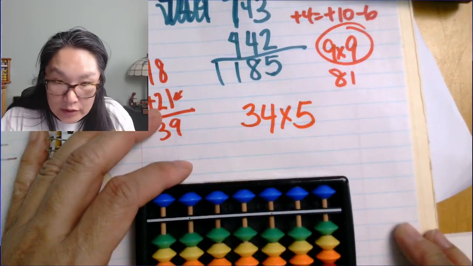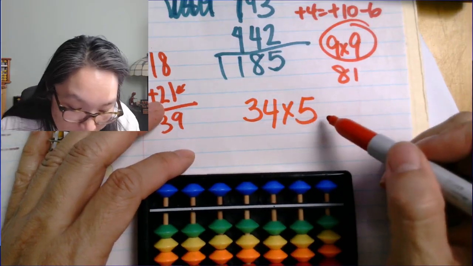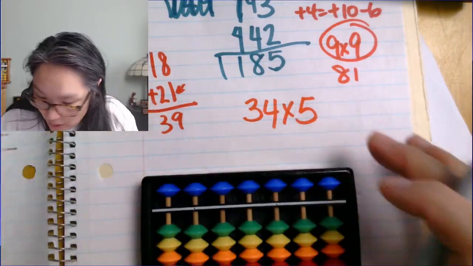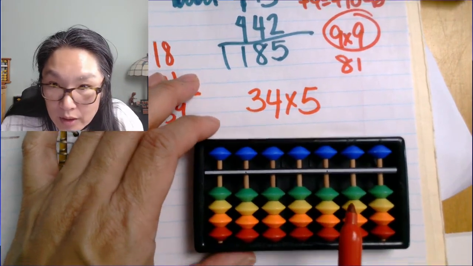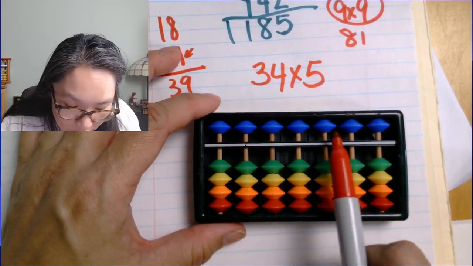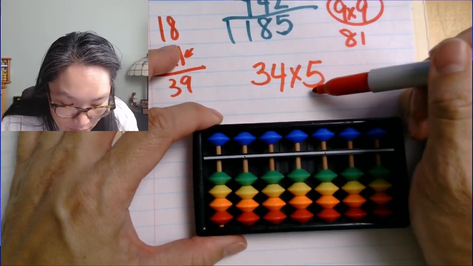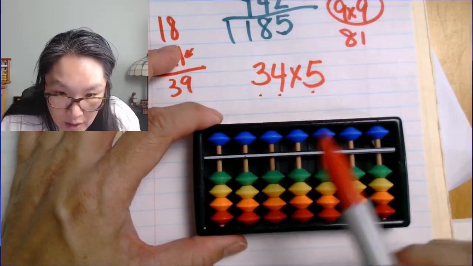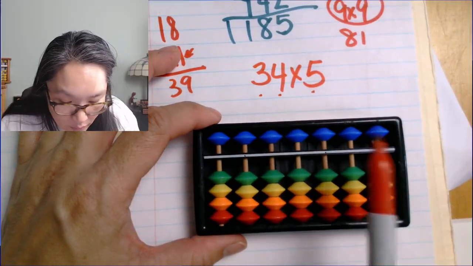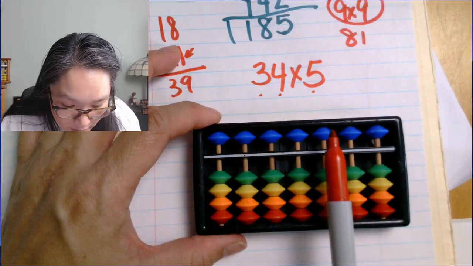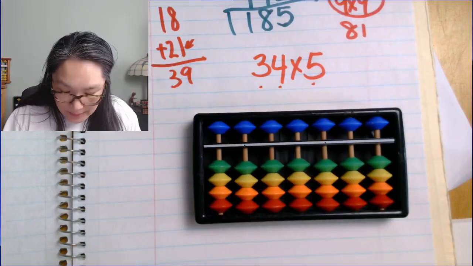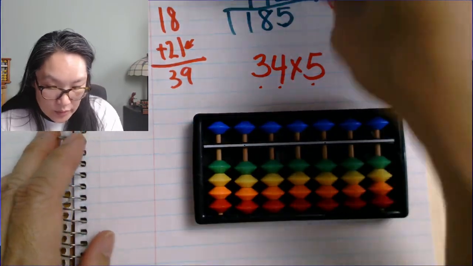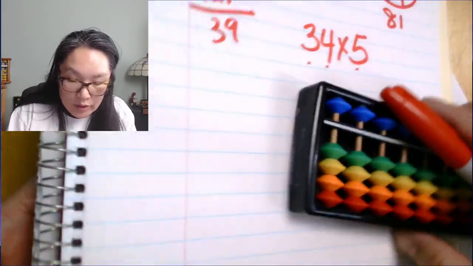What's going to happen is we need to find our starting point, because we need to know where we're going to put our answer. That's the only reason we're counting our digits. We count 1, 2, 3, so we know we're going to start at the third column, the hundreds. Does that make sense? The only reason I'm doing that is to figure out where I'm going to put my answer.